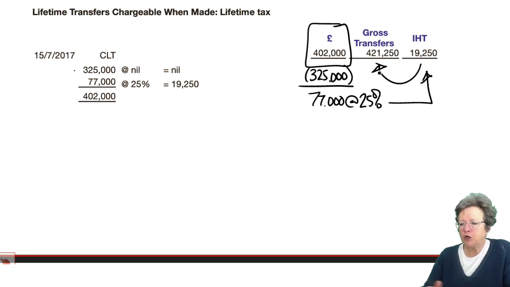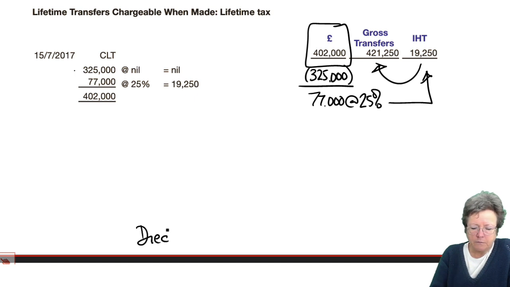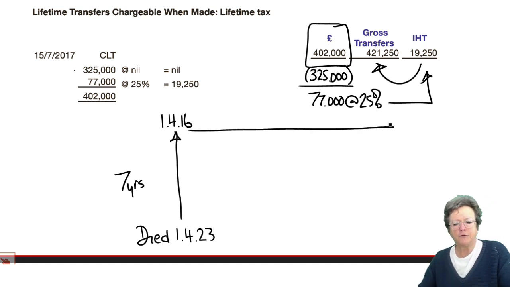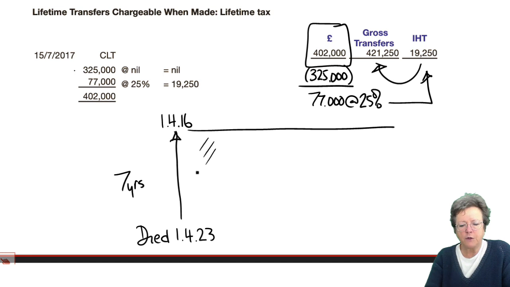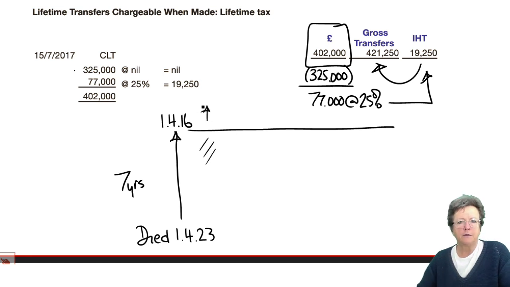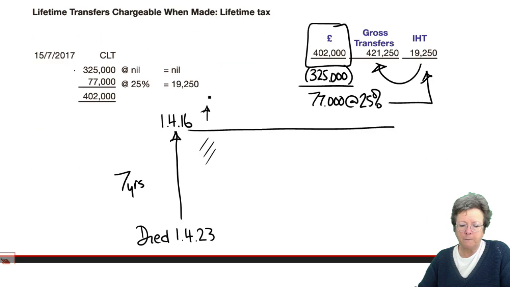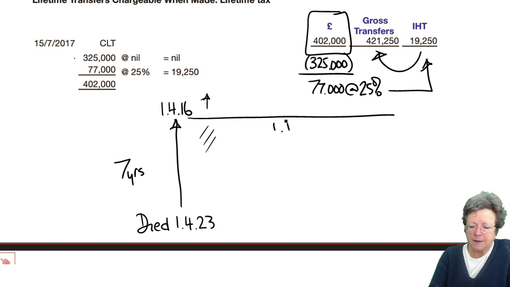Now, stage two. Joe died on the 1st of April, 23. So let's go back 7 years to the 1st of April, 16. Draw a line in the sand. Where did these three gifts occur? Did they occur in this box, or are they exempt and outside that? Let's put them all in. They occurred in November 16, July 17, and December 21. I think all of these, there was a PET in November 16. Ooh, just, that's now taxable.